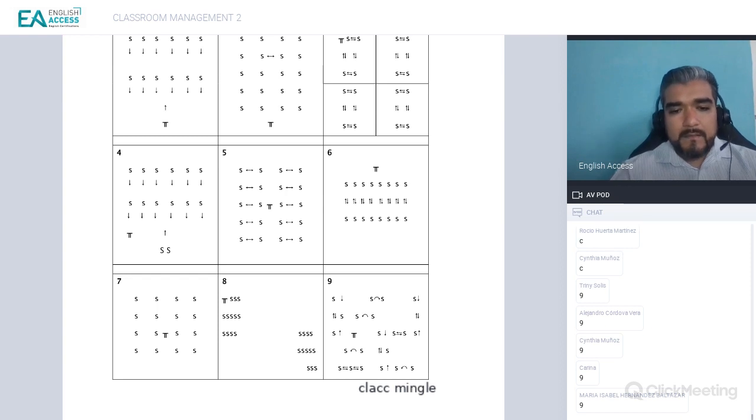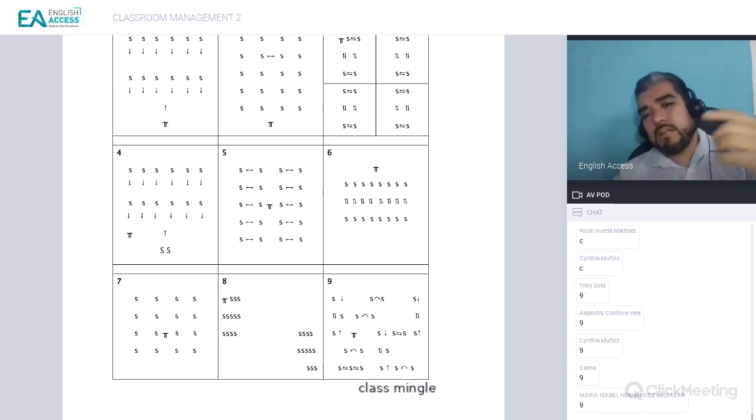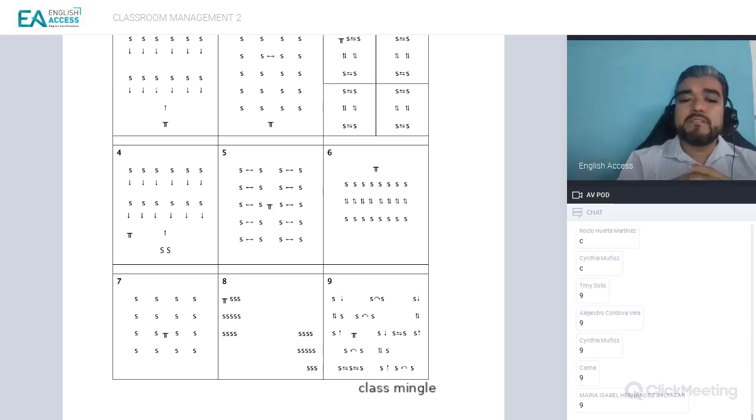For example, class. One student can work with another student, and then he goes and approaches this one, and then this one, and then this one. These three work together, these two together. I mean, they are moving around, right? It's not that they are only with one person. So this interaction pattern is called class mingle.